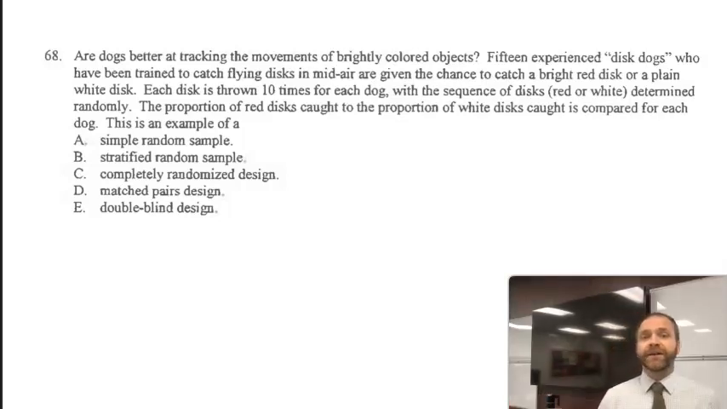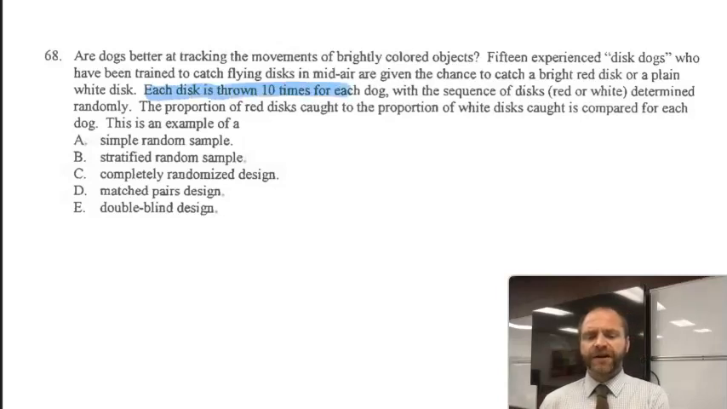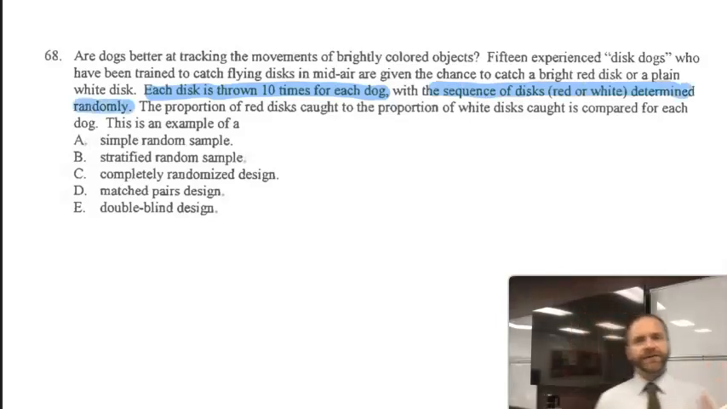So, are dogs better at tracking the movements of brightly colored objects? I guess that's the question they want to answer. So how are they going to answer that question? Well, here's what they're going to do. They're going to take 15 experienced disc dogs who have been trained to catch flying discs in midair. They're going to give them the chance to catch a bright red disc or a plain white disc. Each disc is going to be thrown 10 times for each dog. The sequence is determined randomly on which one they throw first, either the white or the red.